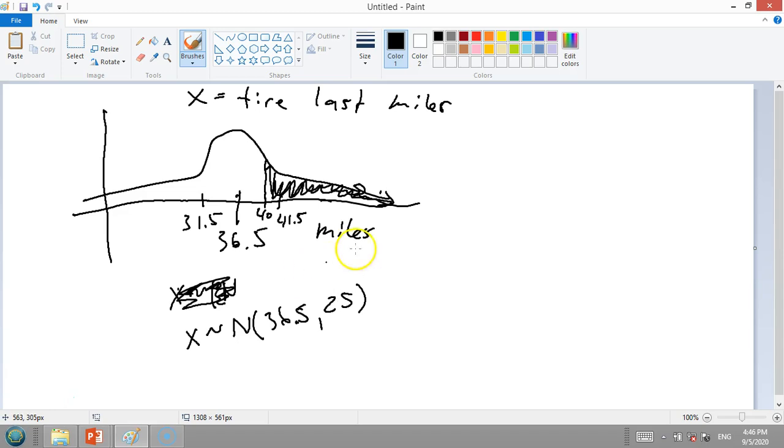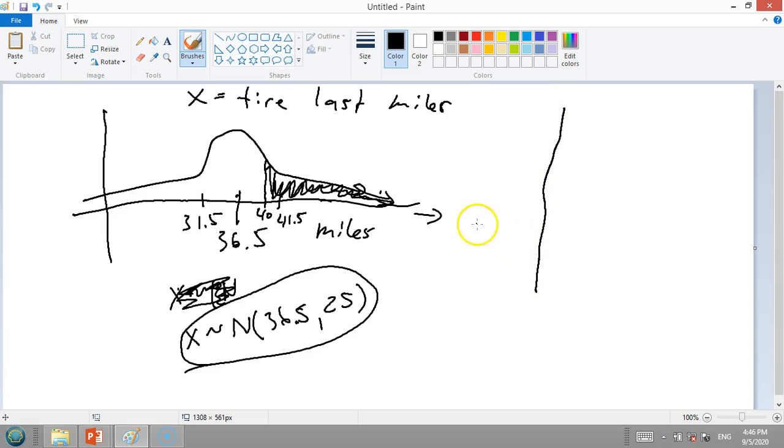Okay, like this. And I want to convert this because I don't have a table for this kind of distribution. Actually, I don't really have a table. So I need to convert it to a normal 0, 1. This is the next step.